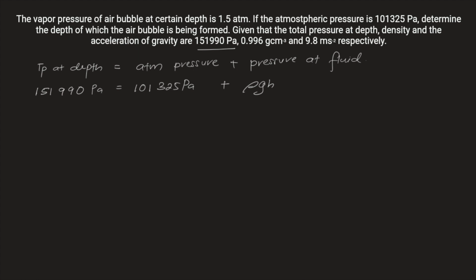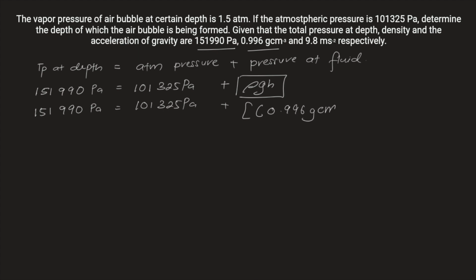Alright, so we need to settle this part of the question. Right, so 151,990 Pascal is equivalent to 101,325 Pascal plus, okay, now your rho is the density, 0.996 gram per centimeter cube. I'm just going to write it this way first. And then your g, the acceleration, is 9.8 meter per second squared, and then you were asked to find the value of h.